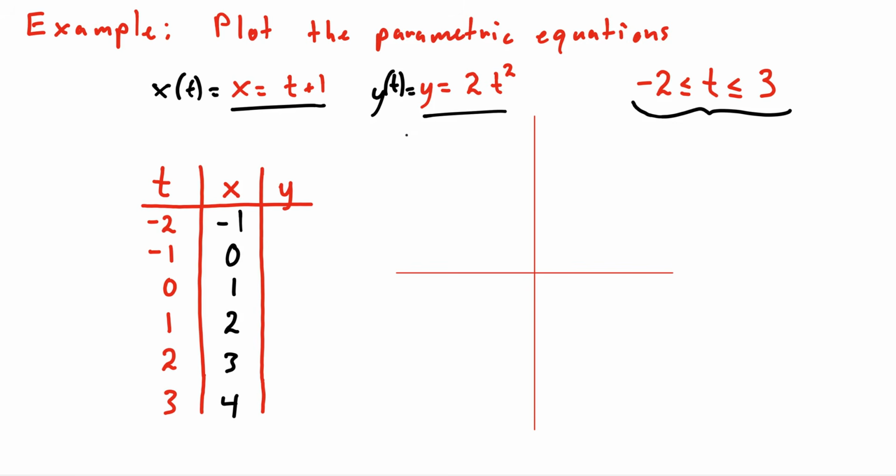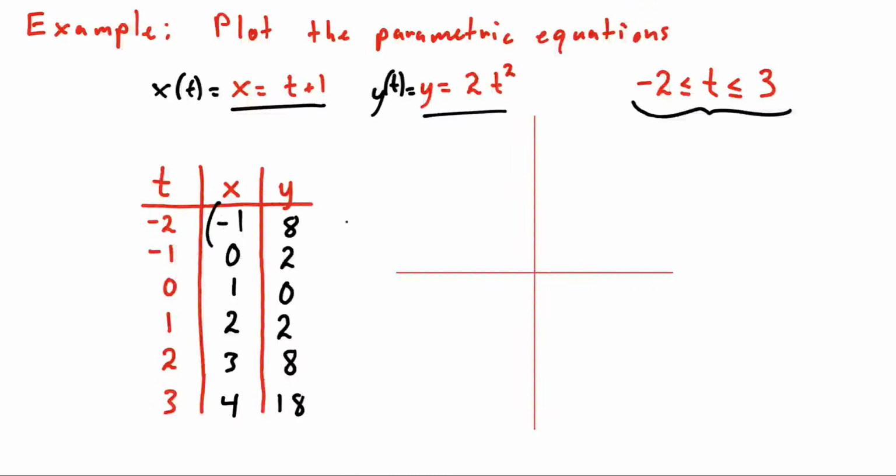If t is negative 2, y is equal to 2 times t squared. Negative 2 squared is 4. 2 times 4 is 8. When t equals negative 1, y is 2 times negative 1 squared. Negative 1 squared is positive 1, times 2 is 2. If t equals 0, y also equals 0. If t equals positive 1, y equals 2. When t equals 2, y is equal to 8. And when t equals 3, plug 3 in for t, we get 9 times 2, y is 18.